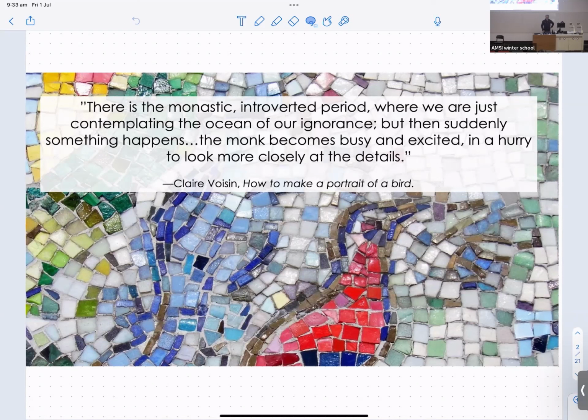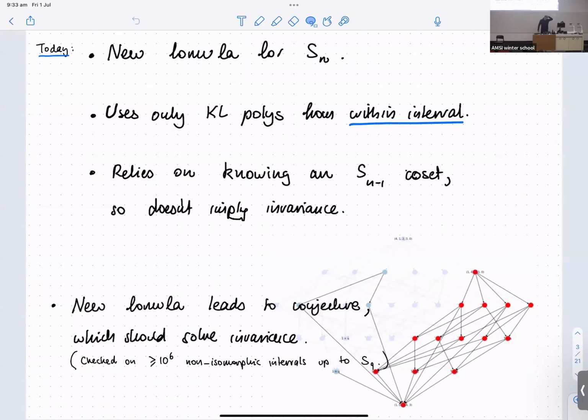Okay, so I'd really recommend this beautiful article if you're interested. And this is a little bit what I felt happened here. Like I had no idea what to do with this combinatorial invariance. And then suddenly these structures started to emerge and we all got very excited. So what I'm talking about today is a new formula for Kazhdan-Lusztig polynomials for symmetric groups.